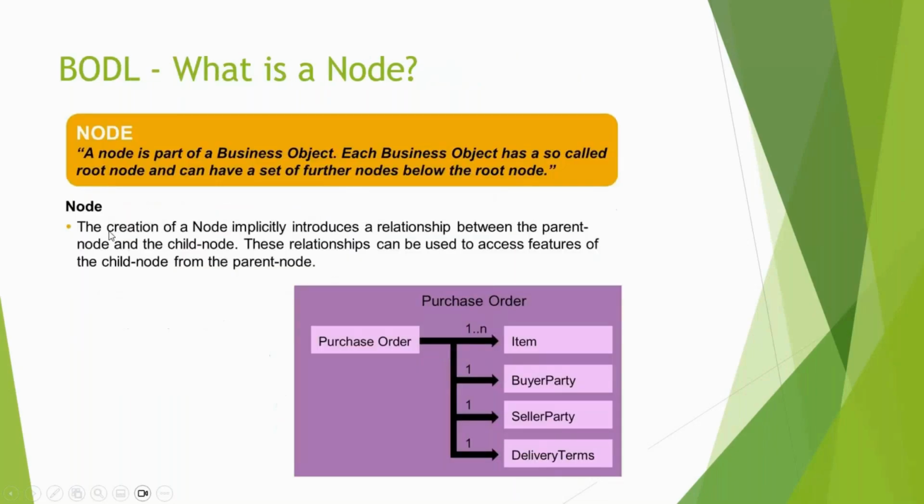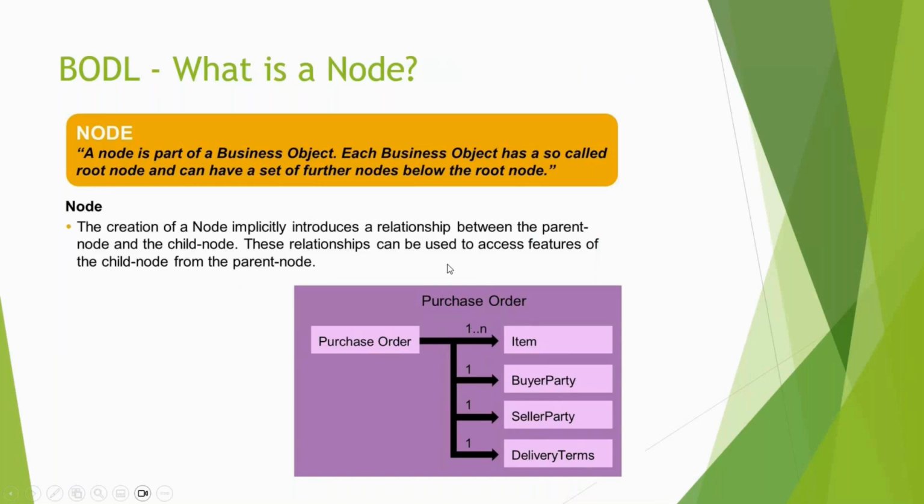And yeah, what is a node? A node is a part of a business object which will have repetitive things. Let's say in a purchase order, we have an item, buyer party and seller party, right? So this item can be repetitive. If it has a separate set of fields, we can define this item as a node, which will be linked to the purchase order using the parent-child relationship.